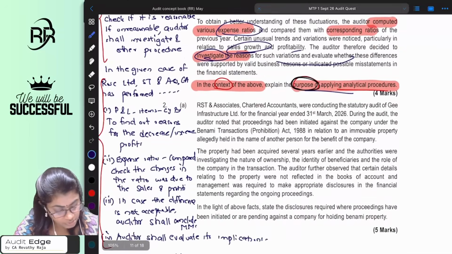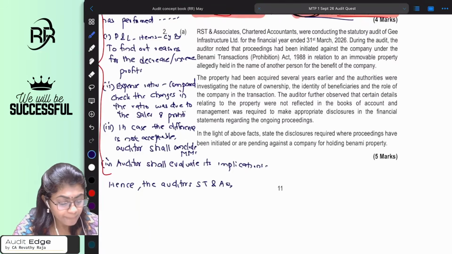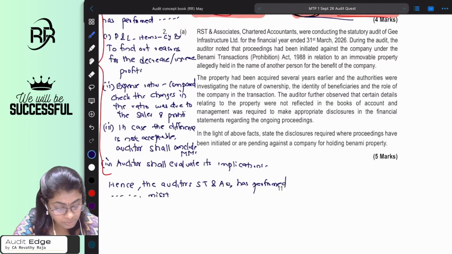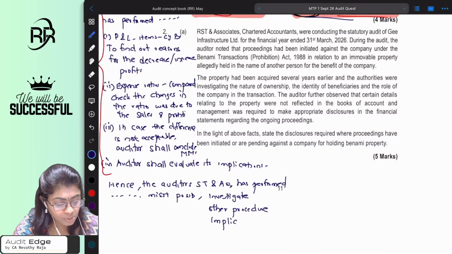ST and Associates has performed analytical procedure to identify whether there is any possibility of misstatements. If so, they would investigate, then perform other procedures and evaluate its implications on the report. So that conclusion is needed, guys.